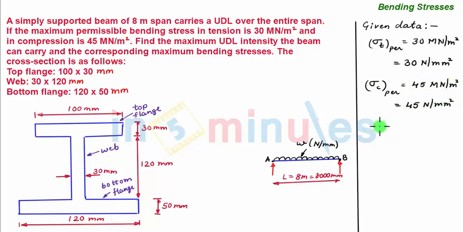Next, in the problem, we have been asked to find first the maximum UDL intensity which the beam can carry, which is nothing but W. Then second, they have also asked to find out maximum bending stresses induced in the cross section due to this value of intensity of loading. So we need to find sigma C max as well as sigma T max developed on the extreme layers above and below the neutral axis respectively. So let's solve this problem.